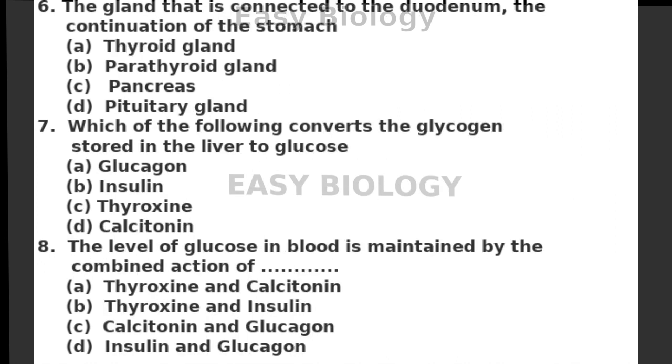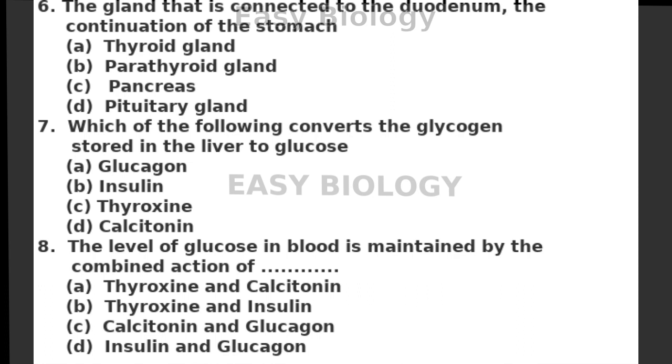Question number 6. The gland that is connected to the duodenum, the continuation of the stomach. A. Thyroid gland. B. Parathyroid gland. C. Pancreas. D. Pituitary gland. The answer is C. Pancreas.